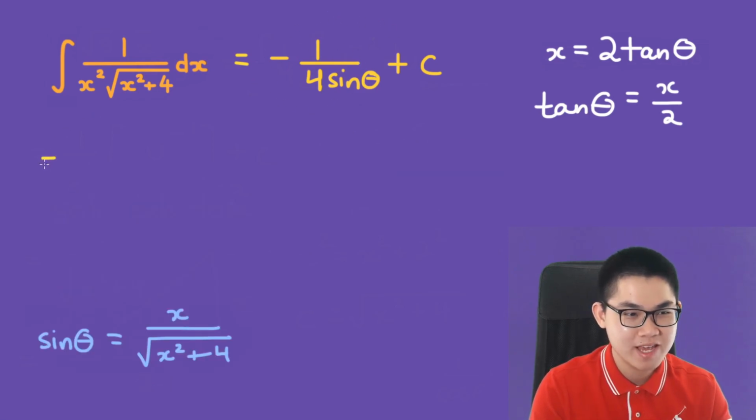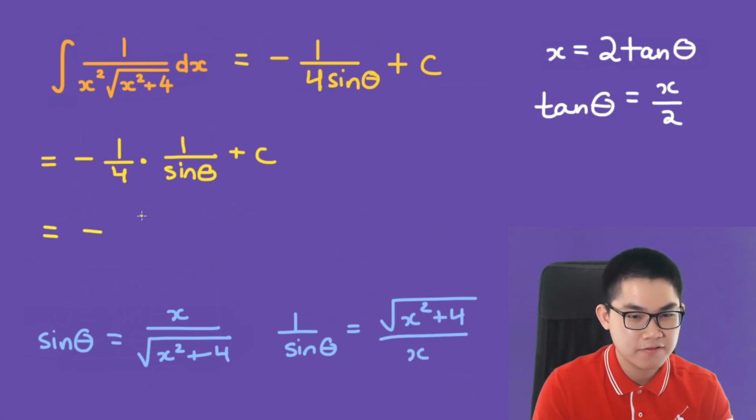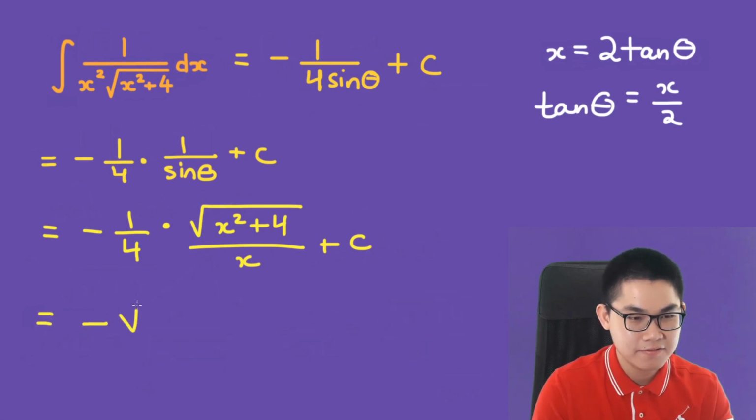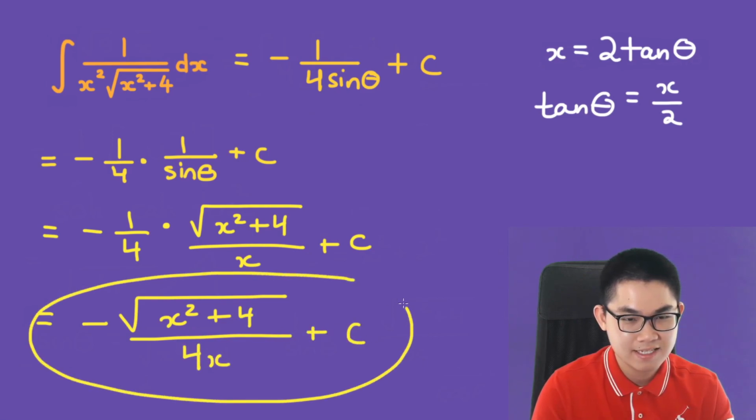Our integral will be equal to negative 1 over 4 times 1 over sine plus c. So 1 over sine would be the square root of x squared plus 4 over x. Using this, we have negative 1 over 4 times the square root of x squared plus 4 over x plus c. And let's write this as negative the square root of x squared plus 4 over 4x plus c. And this is our answer.